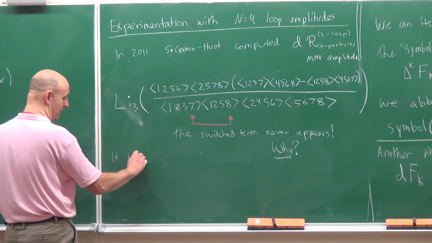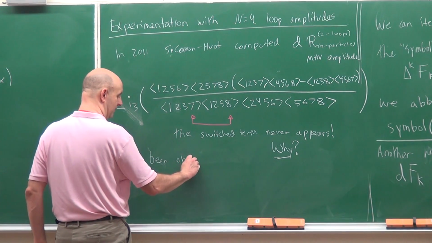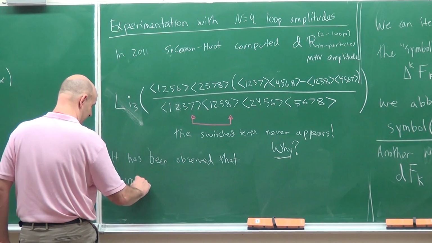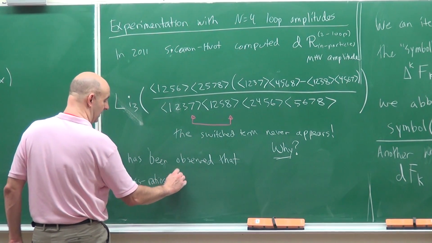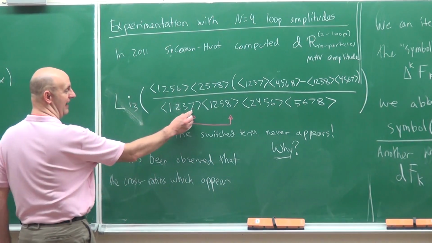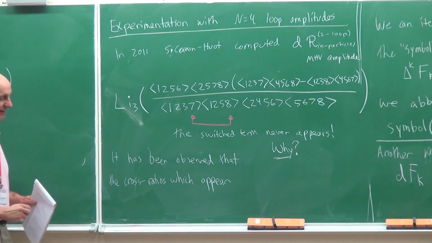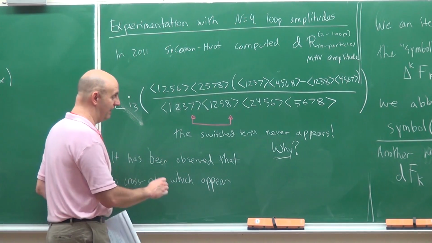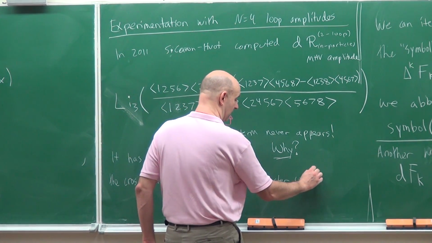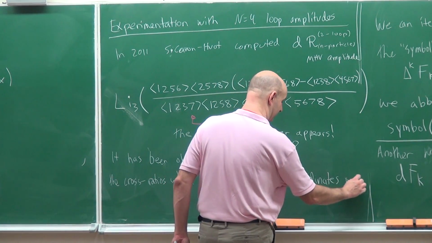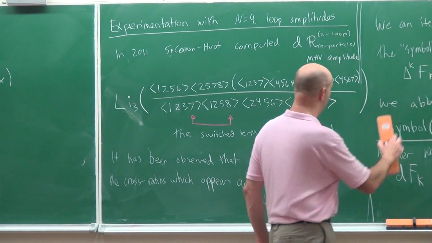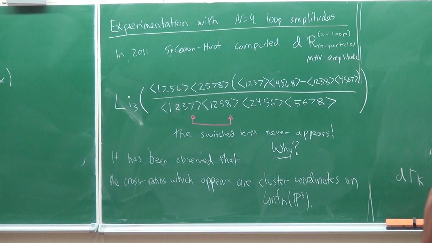It has been observed that the cross ratios which appear are not random, right? If you switched an 8 and a 7 there, you would get a cross ratio that I would consider random. They're not random. They are what we call cluster coordinates on this configuration space. Okay, I could say a lot more about that, but I won't.